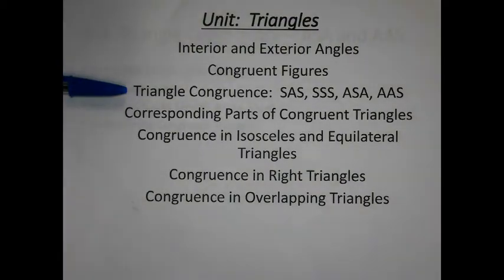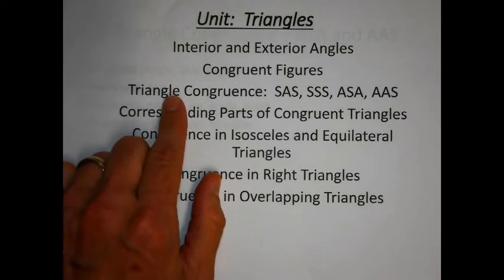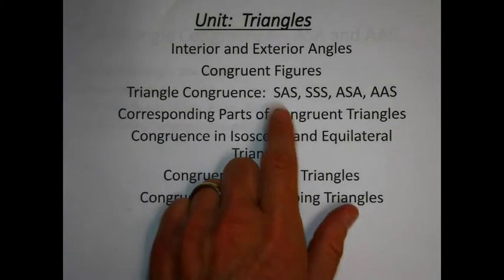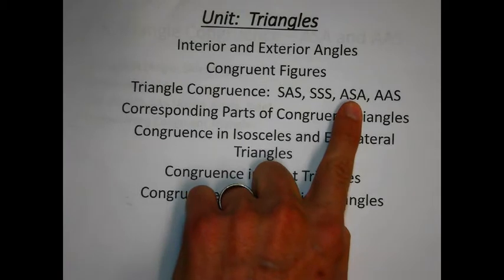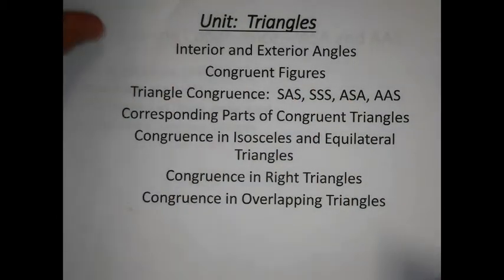We're going to continue moving on in our unit on triangles, and we're going to continue with triangle congruence. If you recall in the last lesson, we talked about side, angle, side and side, side, side congruence. In this lesson, we're going to talk about these two: angle, side, angle and angle, angle, side.